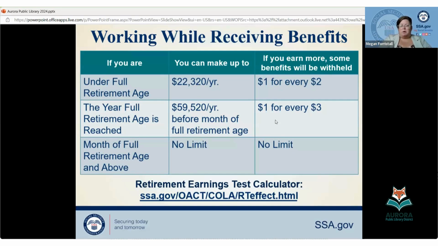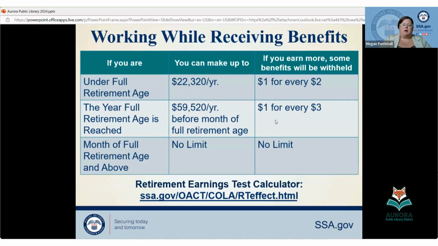So don't worry about how much you made if you're going to be retiring from your job and starting your Social Security. You only need to be concerned about your amount if you're going to continue to work after you draw a Social Security check.